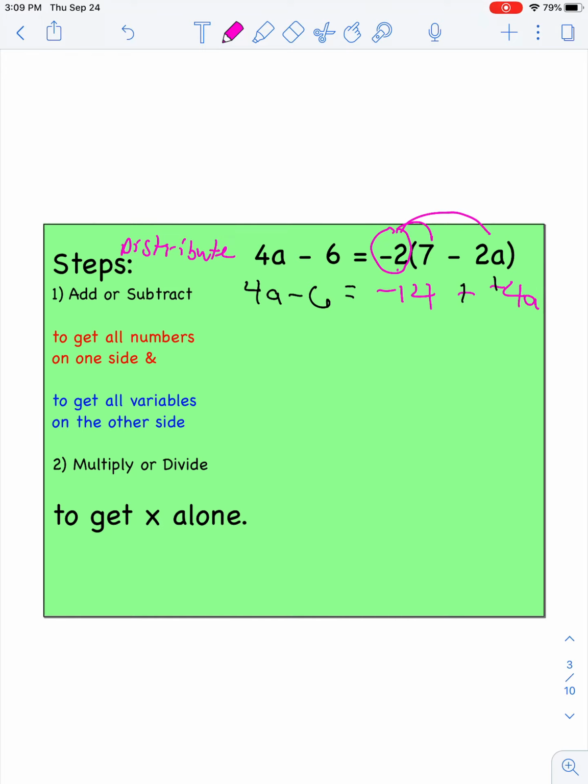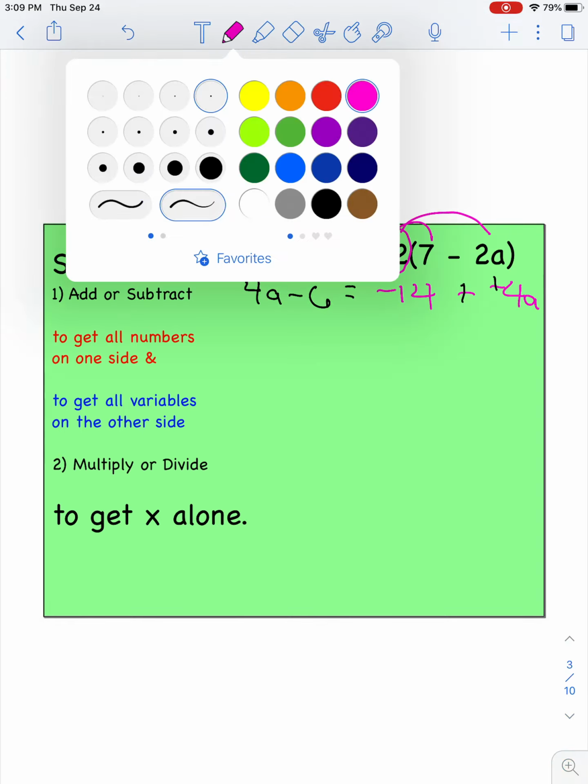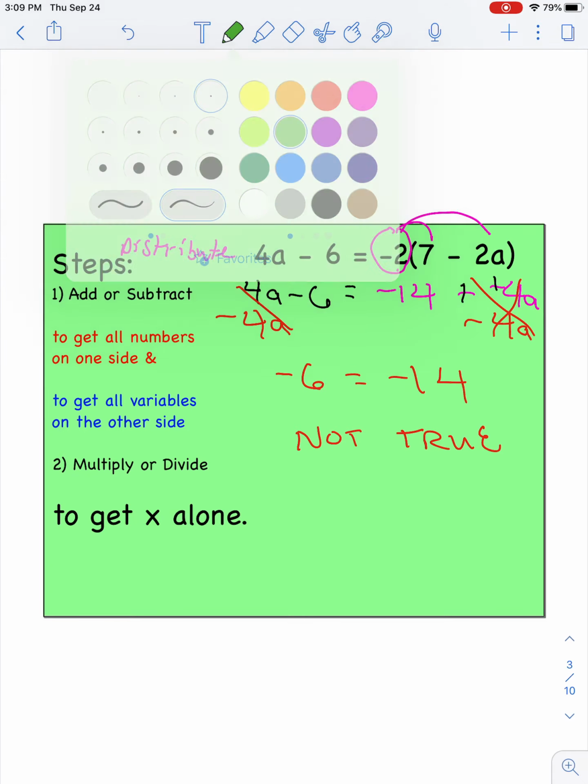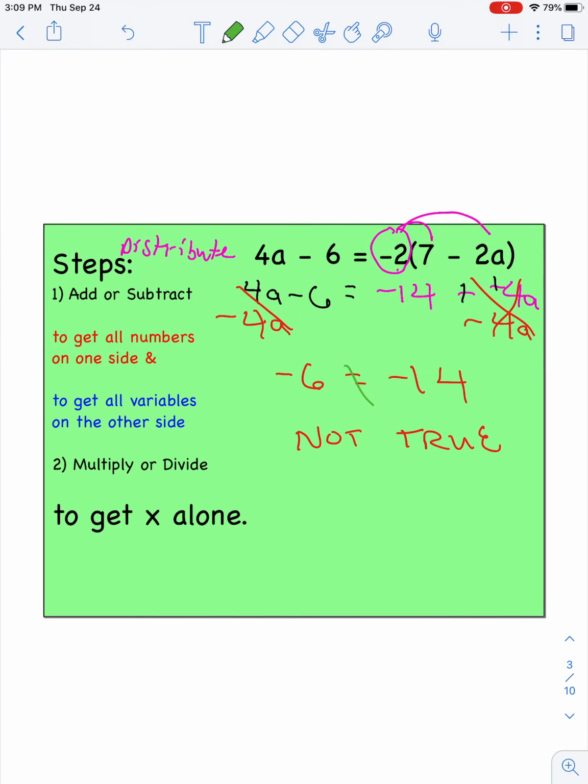Okay, so now I add or subtract to get all the numbers on one side and all the variables on the other. So I usually like to work with the variables first. So I am going to subtract 4a from each side because that's going to add up to 0. But when I subtract it from this side, now it also adds up to 0. So now I get -6 is equal to -14. Wait, that's not true. Okay, that does not equal. -6 does not equal -14.